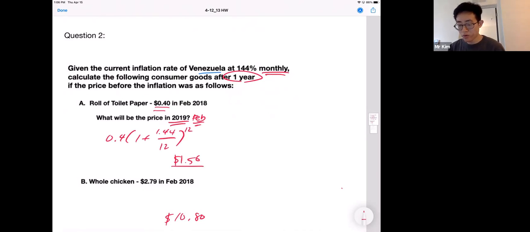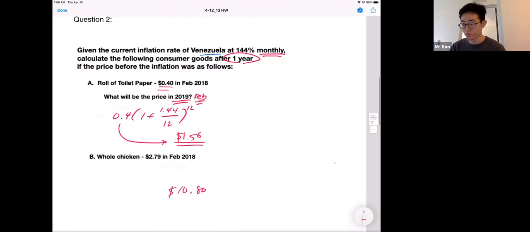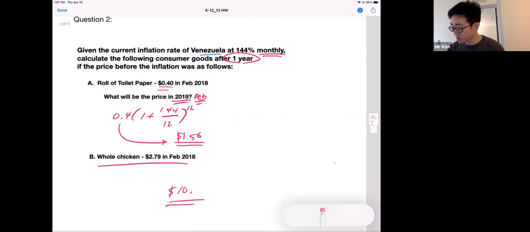So you get 1.558. So about 4 times the price increase, which is ridiculous if you're thinking about it in the real world sense. A whole chicken that costs $2 is also going to multiply by about 4. But nevertheless, let's plug it in. 2.79 times 1 plus 1.44 divided by 12, raised to the power of 12, gives 10.87. So about 7 cents short, but you get the idea.